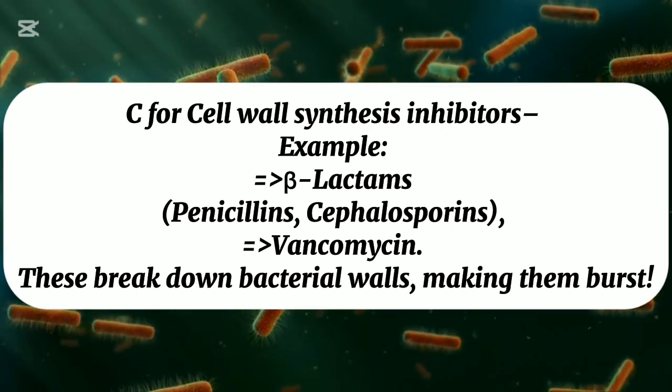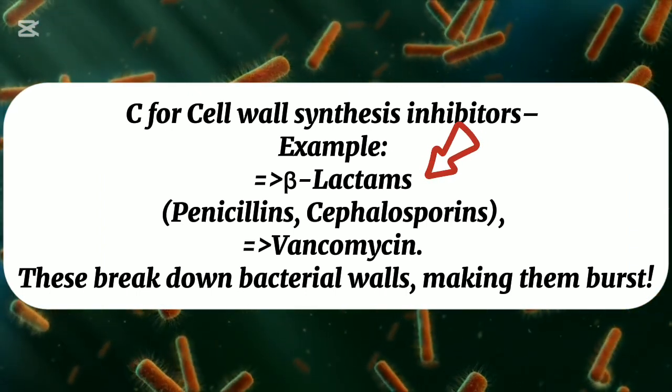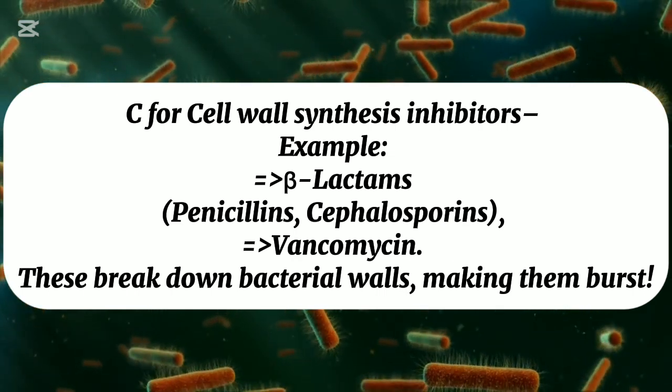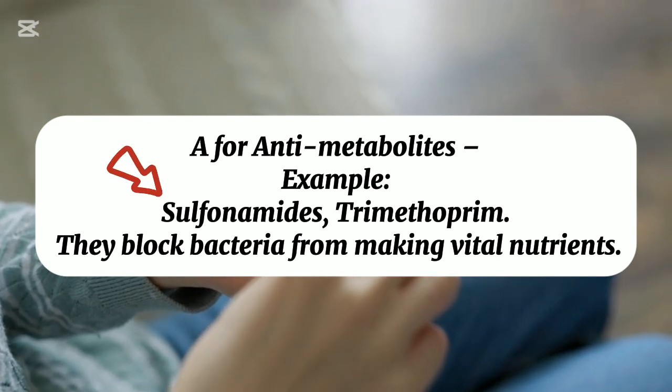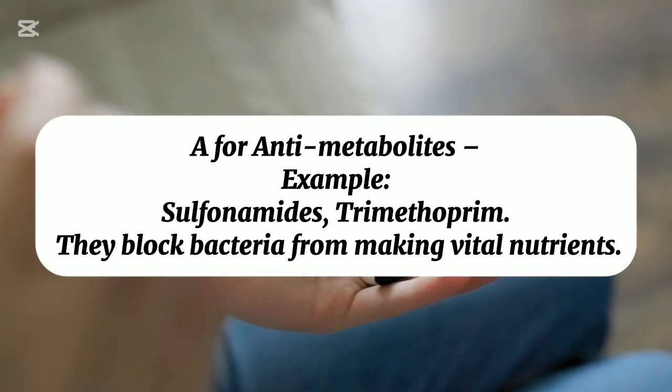C for cell wall synthesis inhibitors. Example: beta-lactams, penicillins, cephalosporins, vancomycin. These break down bacterial walls, making them burst. A for anti-metabolites. Example: sulfonamides, trimethoprim. They block bacteria from making vital nutrients.